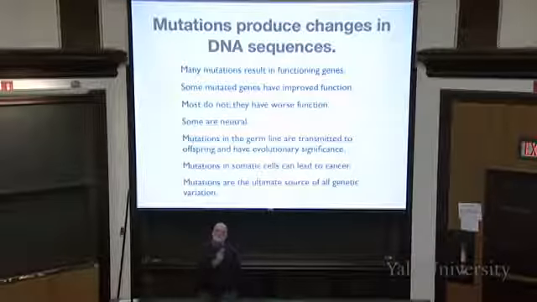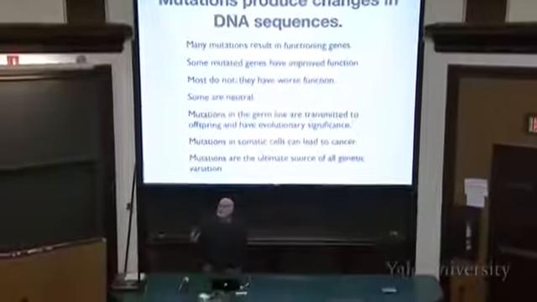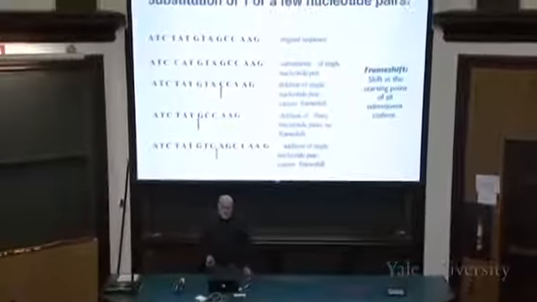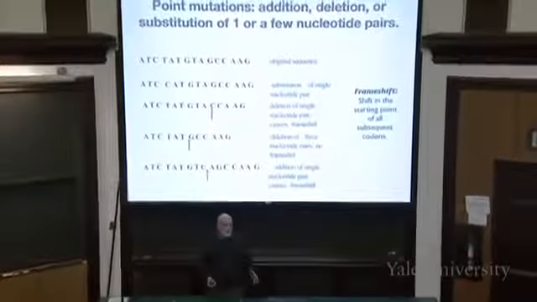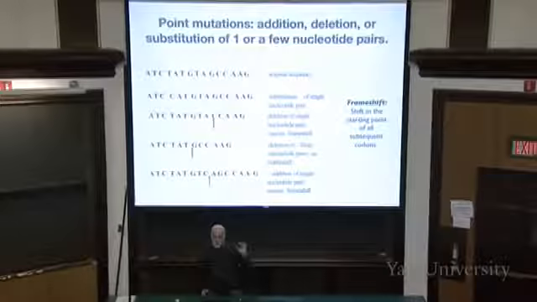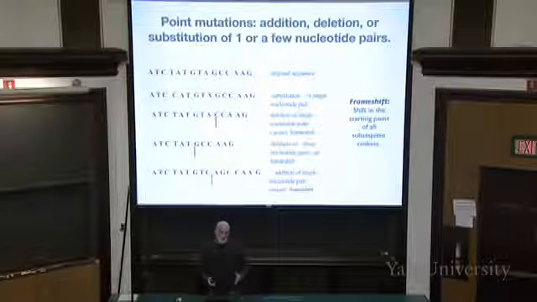Ultimately, if you go back through the history of life, mutations are where all genetic variation came from. So it's important to understand basically what's going on here. We refer on the one hand to point mutations. That's where you just change one nucleotide, and there are categories of point mutations.